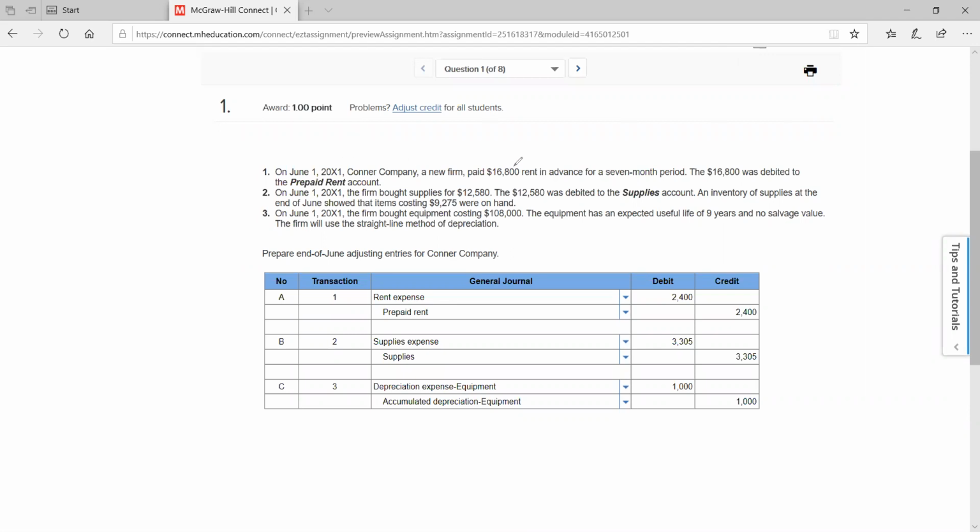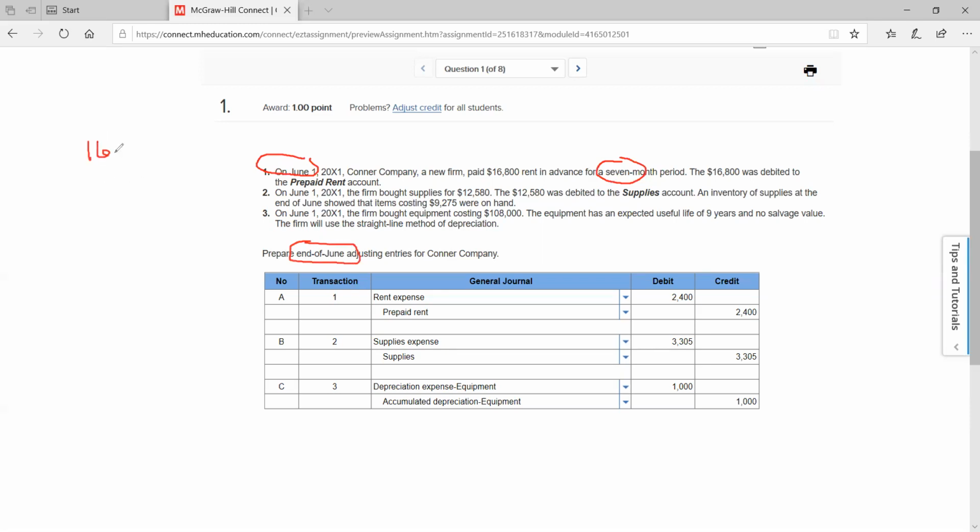It says June 1st, they paid $16,800 in rent for a 7-month period. $16,800 was debited to prepaid rent. So in this case, again, notice it's for a 7-month time period. This is, again, on June 1st. And again, the adjustment is going to be for the end of June. They want the end of June adjustment. So that's a 1-month adjustment.